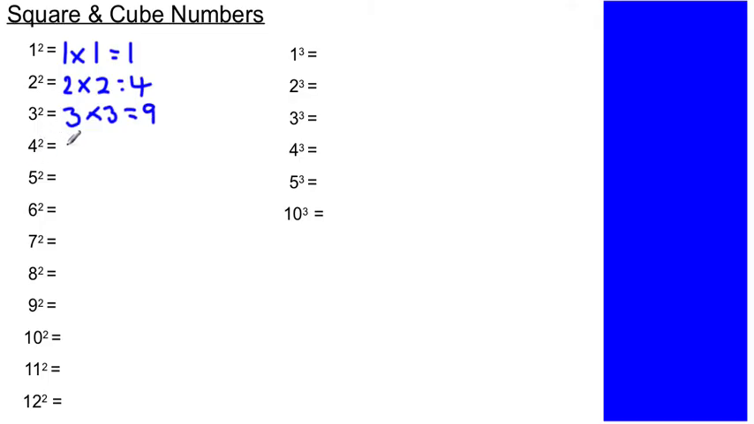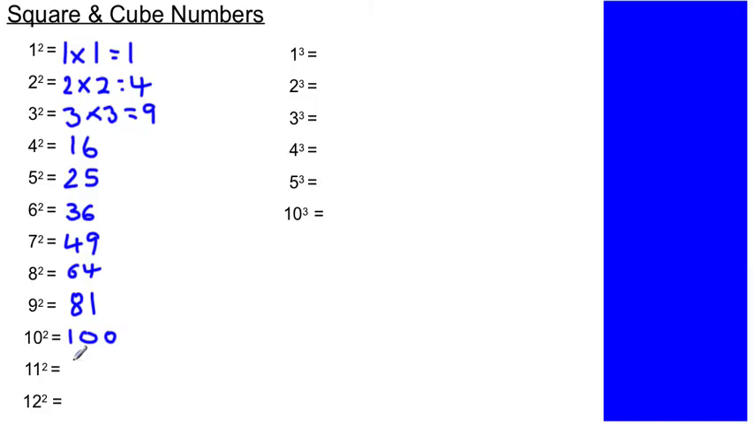4 squared is 4 times 4, which equals 16. 5 squared is 5 times 5, which equals 25. 6 squared is 6 times 6, which is 36. 7 squared is 7 times 7, which is 49. 8 squared is 8 times 8, which is 64. 9 squared is 9 times 9, which is 81. 10 squared is 10 times 10, which is 100.